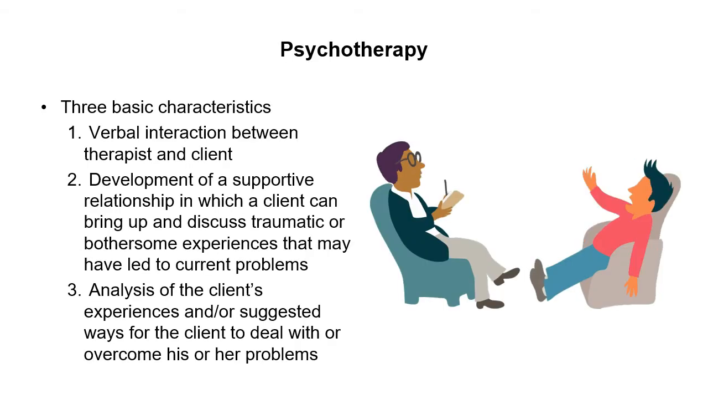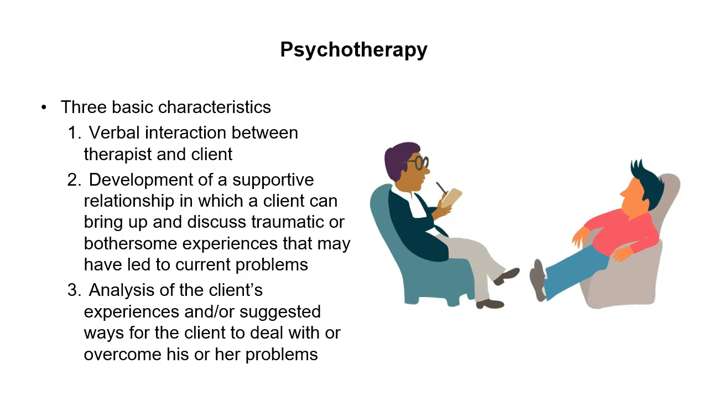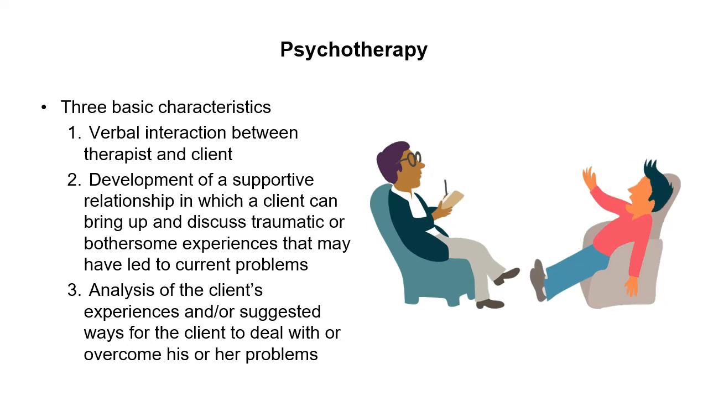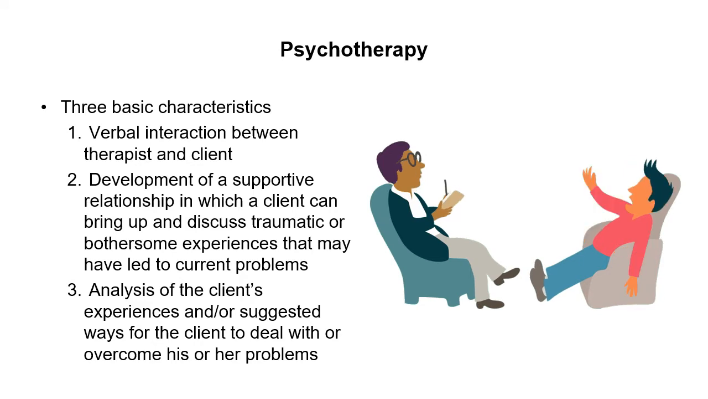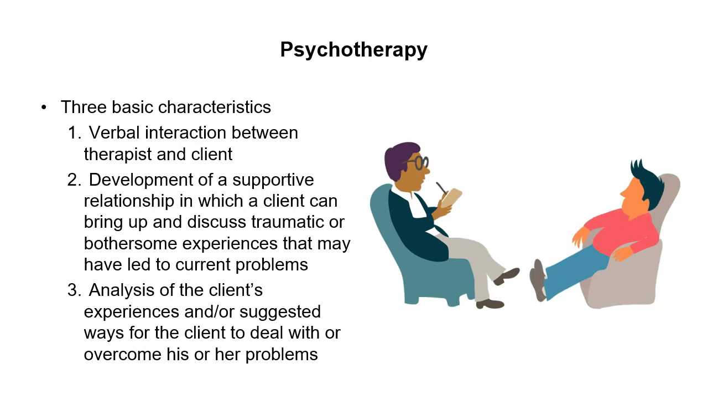When we are dealing with psychotherapy, we have to look at the three basic characteristics of any type of therapy. The first is a verbal interaction between the therapist and client. So the client and therapist have to be able to engage verbally, or with sign language, something like that, where there is actual language communication. Number two is development of a supportive relationship. So this is what's called the client-therapist relationship.